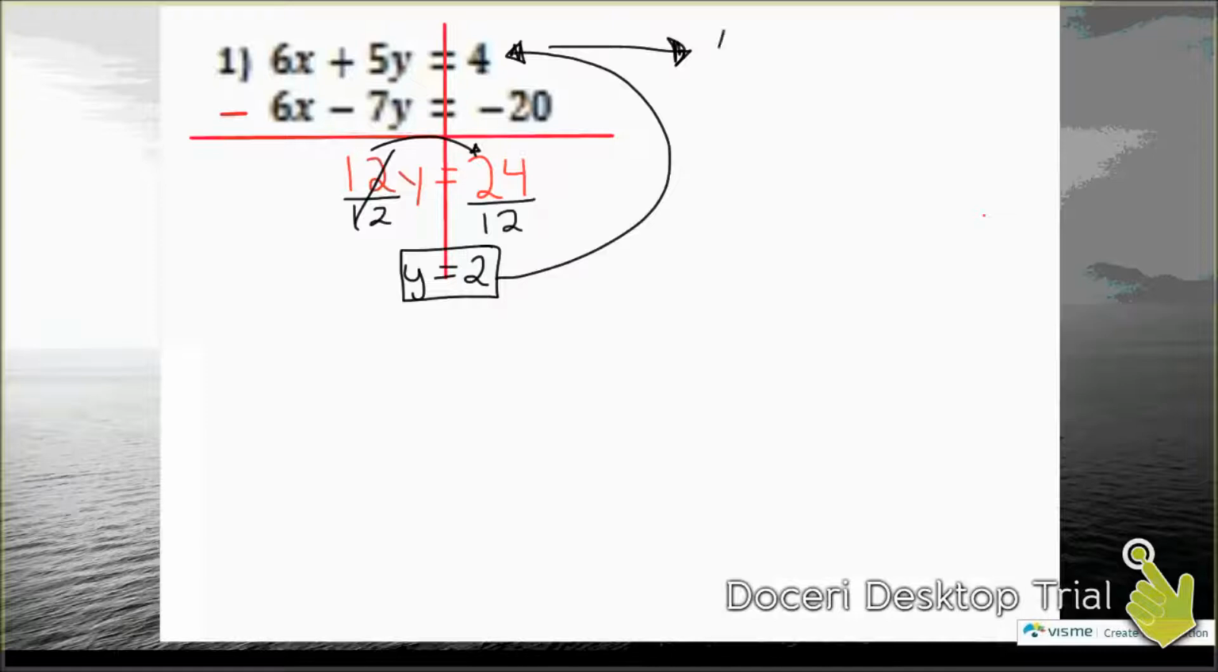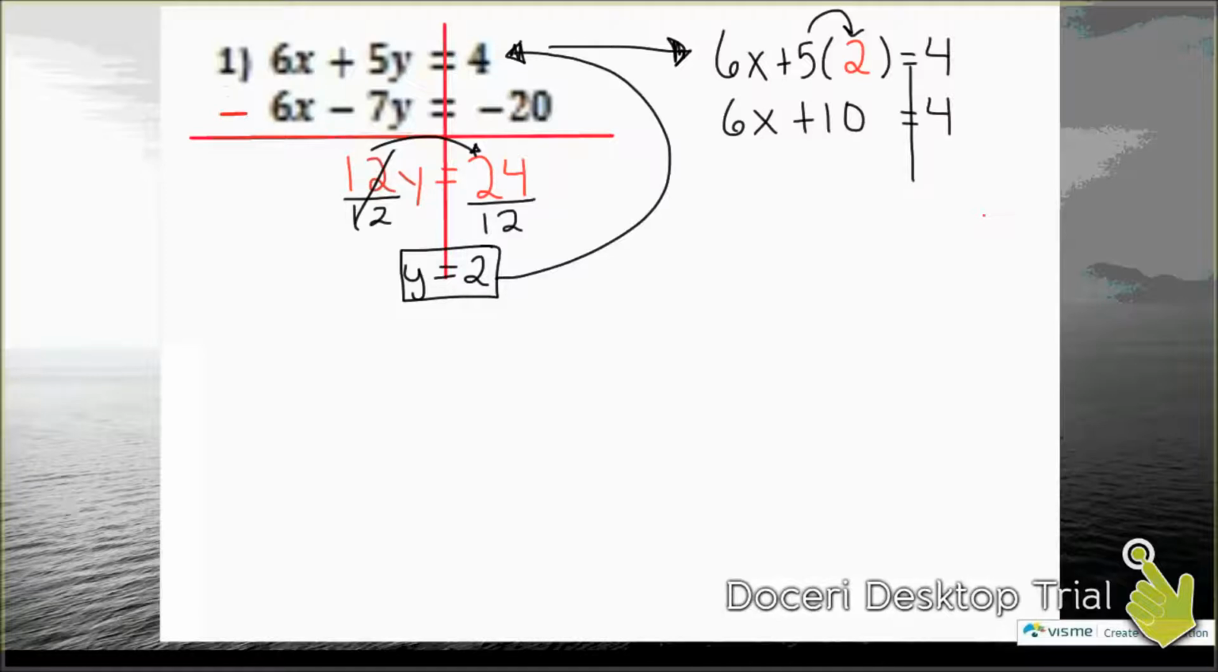So I ended up with 6x plus 5. Then instead of y, remember, since y equals 2, we're going to put a 2 in our parentheses. And that's supposed to equal +4 in the end. Okay, so now we're here. We start with our parentheses. 5 times 2 gives me 10. So I have 6x plus 10 equals 4. So now I'm here. We want x by itself, which tells me I need to move the +10 to be with my other constant.